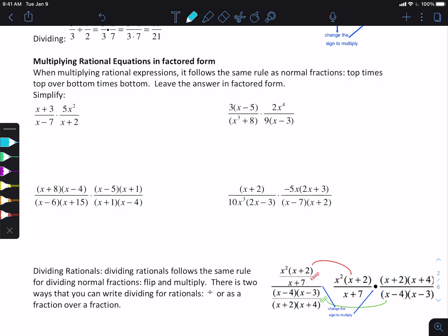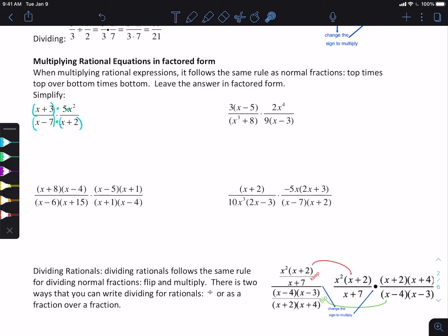So now I'm going to look for a common factor, so anything that's the same on top and bottom. Now remember that your factors are things that are being multiplied. So here, all of these things are being multiplied, right? The x plus 3 is being multiplied by the 5x squared, or the times by the 5 and then times by the x squared as well. And then the x minus 7 is being multiplied by the x plus 2. So the x plus 3 is the entire factor, the x minus 7 is the entire factor, and the x plus 2 is the entire factor. 5 is a factor, and x squared is a factor as well. Okay? So you have to remember that factors go with multiplying.